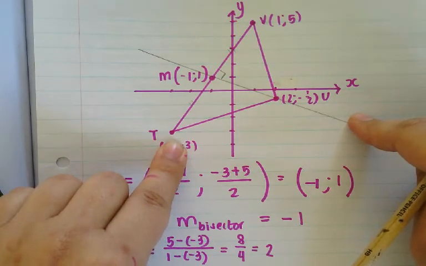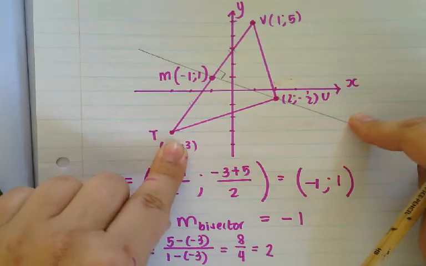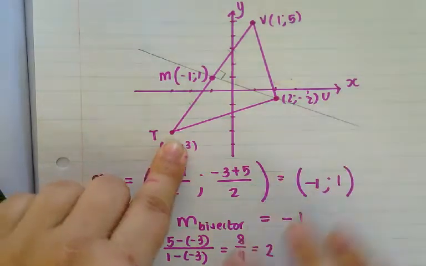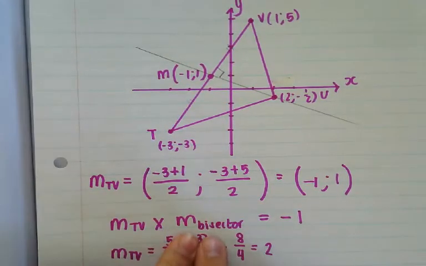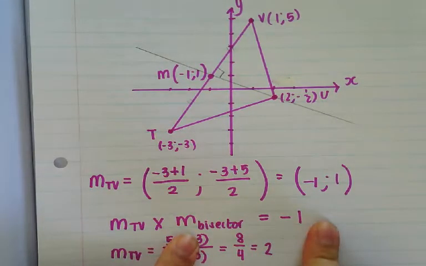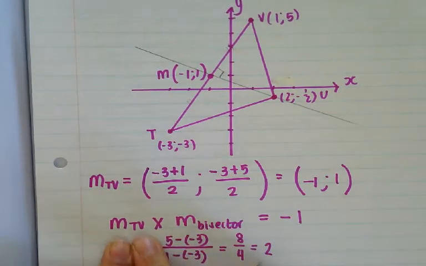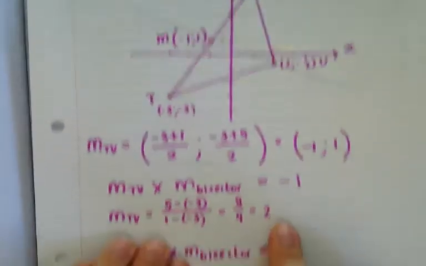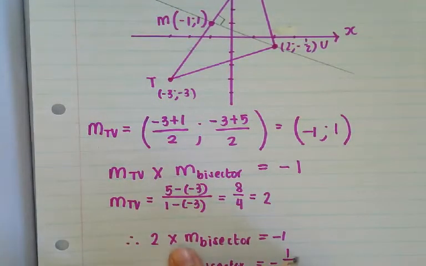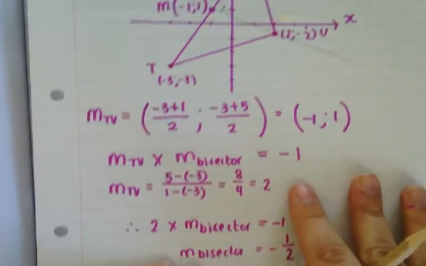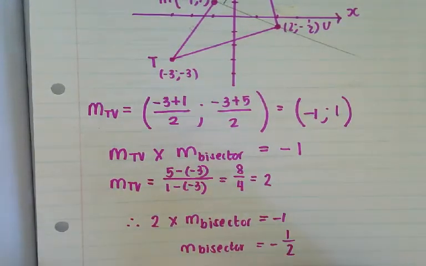Because that is what I know about perpendicular lines. If they are perpendicular, multiplying will always be -1. So that's what I use. So the gradient of TV times the gradient of the bisector must equal -1. I calculate the gradient of TV as 2, and I substitute it into that equation. So 2 times the bisector's gradient must equal -1. Therefore, taking that 2 over, the bisector must equal -1/2.